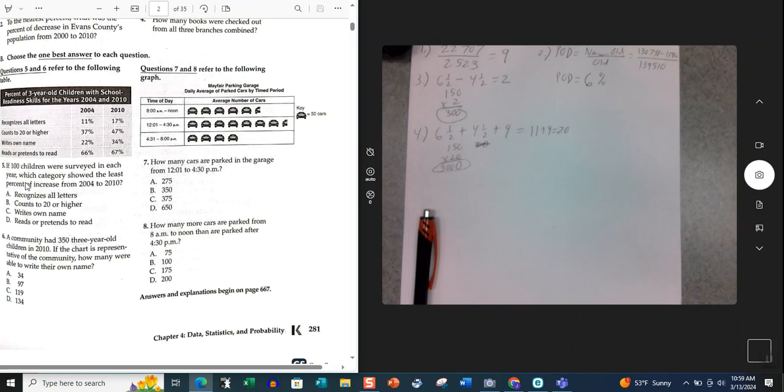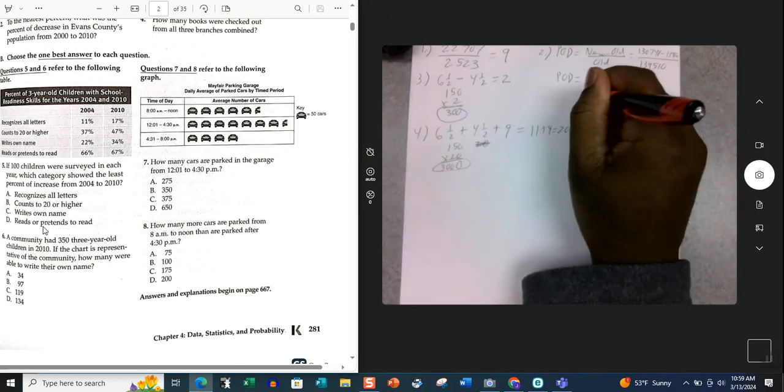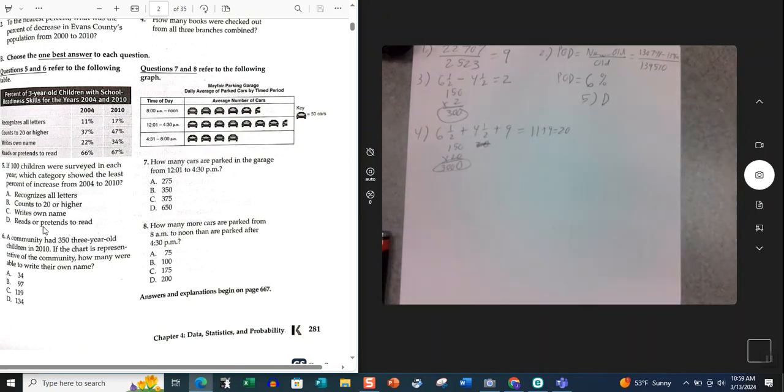It says which category showed the least percent of increase. So the one that had the least percent of increase was the read or pretends to read. It only went up 1%. So that'll be D for number 5. Because remember, you do not necessarily have to show all of the work. It only went up 1%, so it'll be D as far as number 5 is concerned. Now, sometimes you do have to show the work when it's just raw numbers because we don't know. But all of these are dealing in percents. So we can see that here.